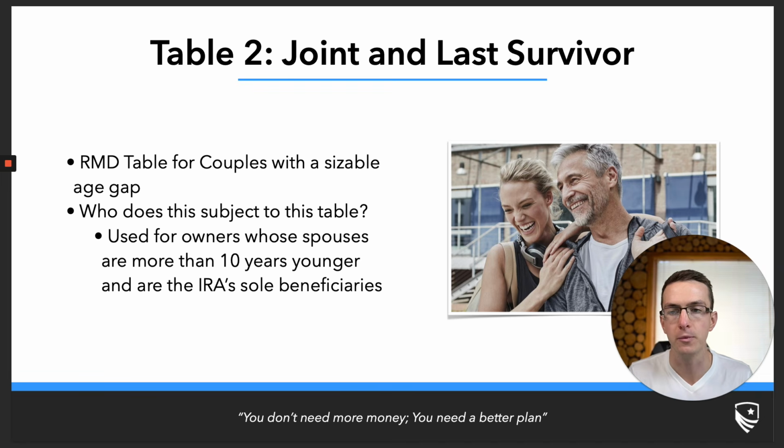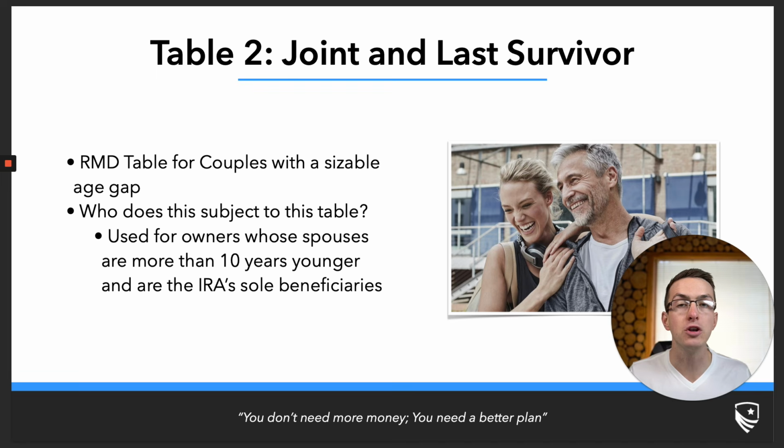let's cover table 2. So this works very similar to how the uniform tax table worked in the fact that this is for your IRA accounts. So this is for your individual tax deferred accounts, but this is a table for couples with a sizable age gap. Previously, the uniform tax table was used for couples where the spouse is not more than 10 years younger. Now, the joint and last survivorship table is used for owners whose spouses are more than 10 years younger and are the IRA's sole beneficiary.